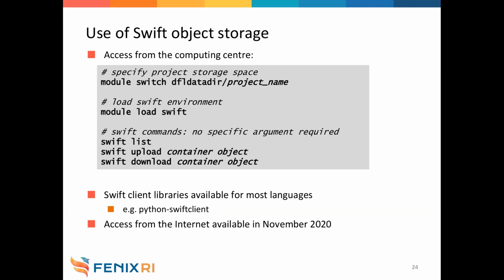Swift list is to list your objects and containers. Swift upload is to push data to the object store. Swift download is to get data from the object store. So this is a command line example, and you also have a large range of languages that provide a Swift client API. For example, one of the most common is Python Swift client. Notice that currently you can access this Swift storage from the internet, and this access will be available in November.